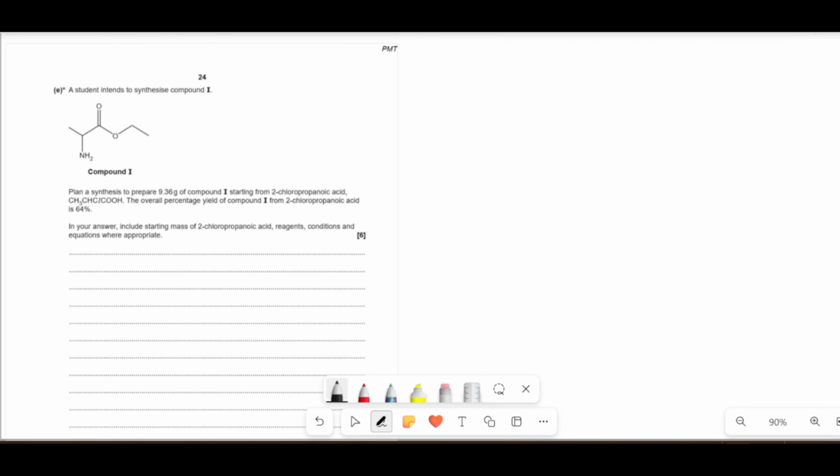So a student intends to make compound I. Here we go. So we've got what's going on here. So we've got C double bond O, OC, so that's an ester group, and we've got an amine there as well. It says plan a synthesis to prepare 9.36 grams of this, starting from 2-chloropropanoic acid, CH3, CH, and so on. The overall percentage yield of this is that. So in your equation, include a starting mass of 2-chloropropanoic acid, reagents, or whatever.